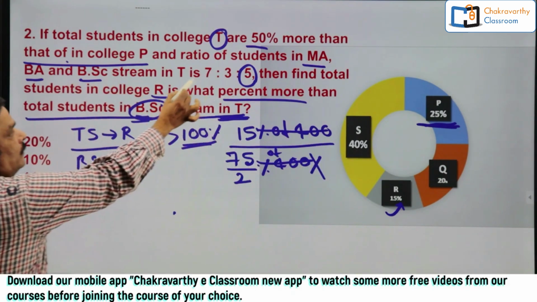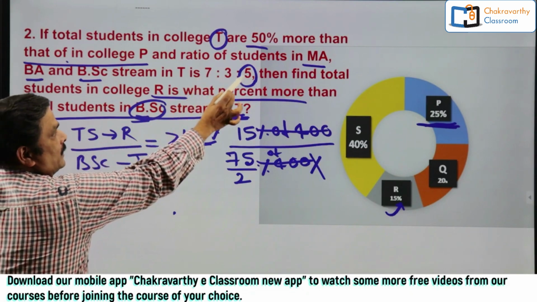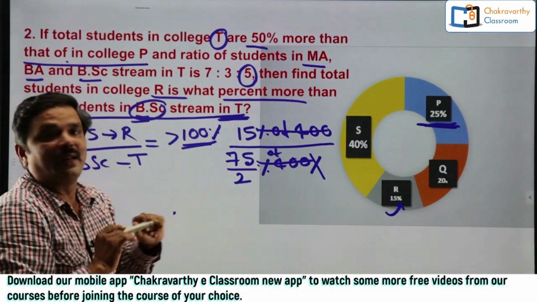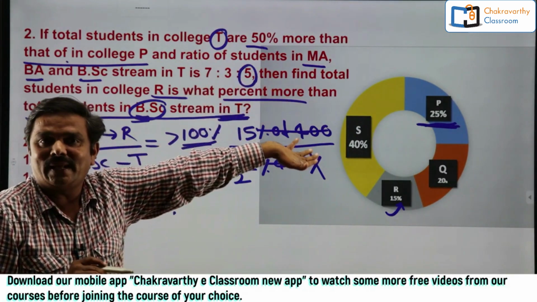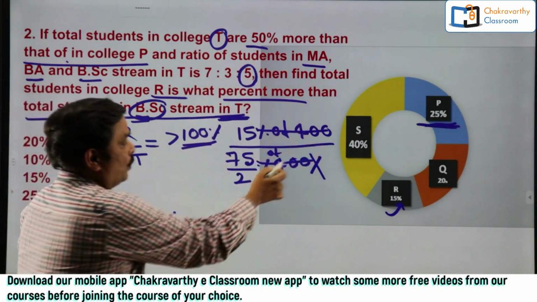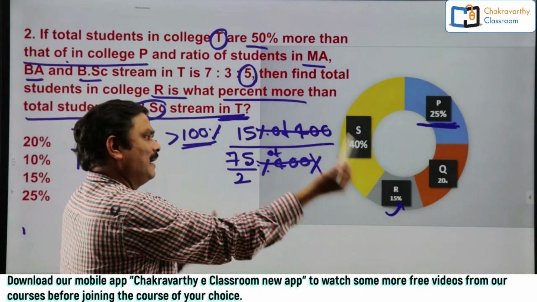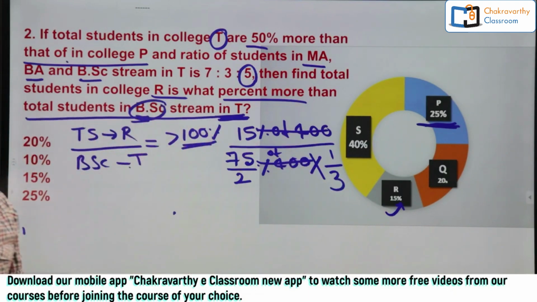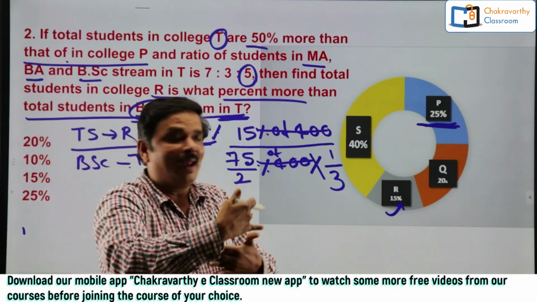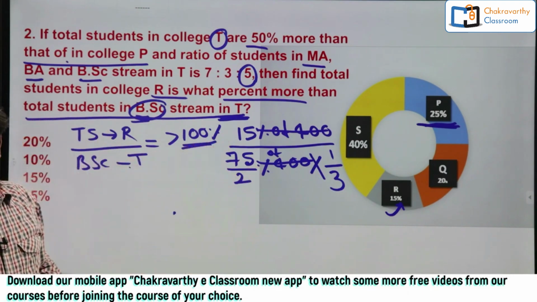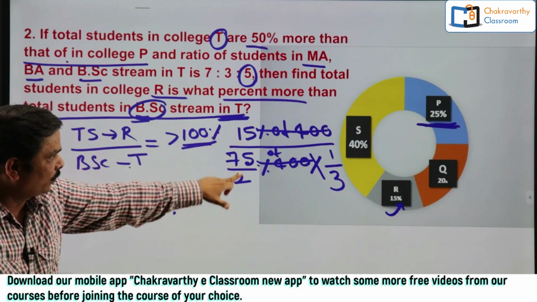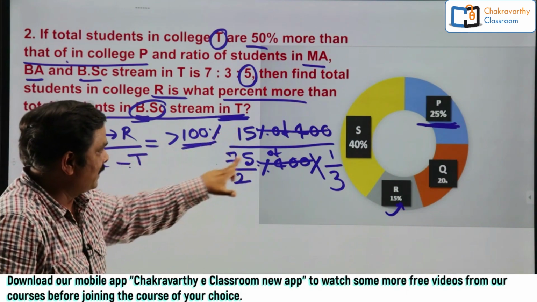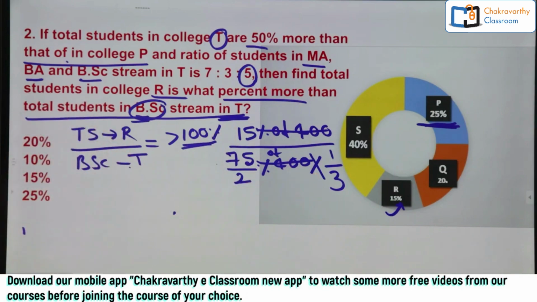From the total you have to take the distribution in this way. 7 plus 3 plus 5, that is 15. Total 15. This is 5 out of 15. So instead of taking 5 by 15, directly I am taking this as 1 by 3. Have you understood this step, students? So the advanced students who are practicing well, directly you go like this. My answer is, first I need to find out the value of 15 divided by 75 by 2 into 1 by 3. That's it. You need to do the questions in this way.